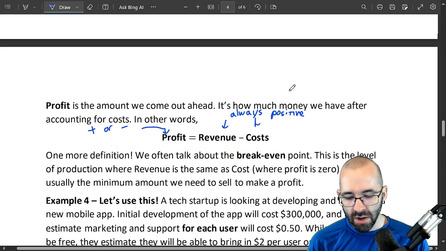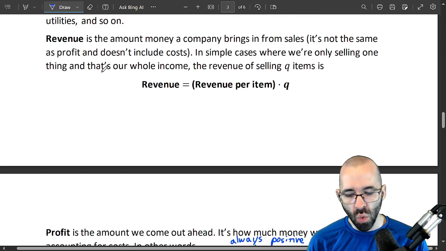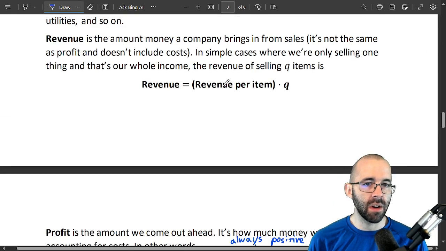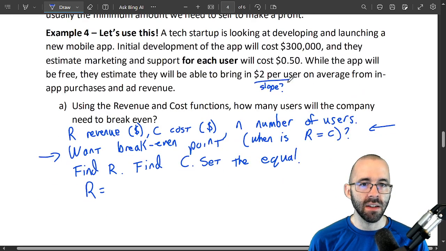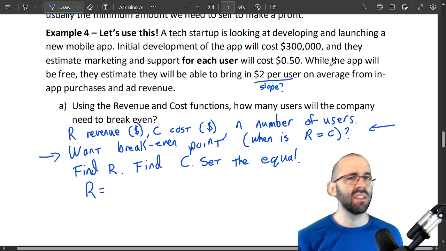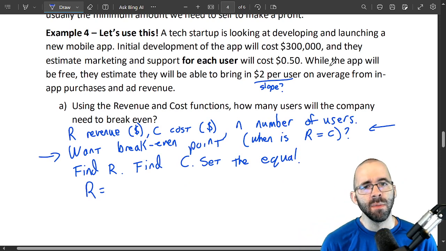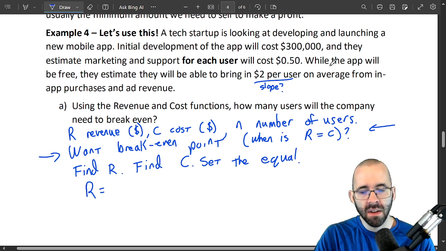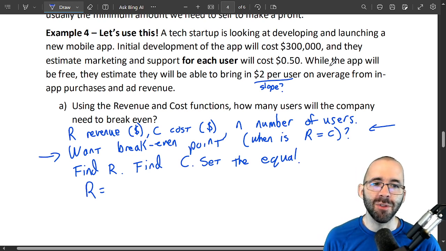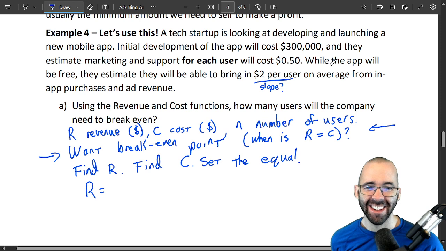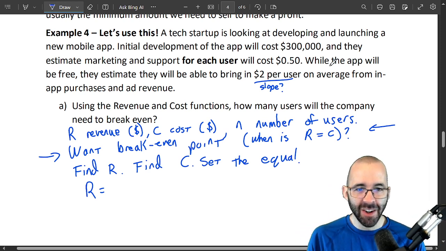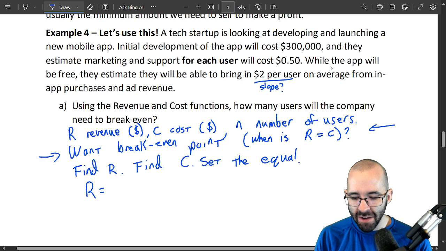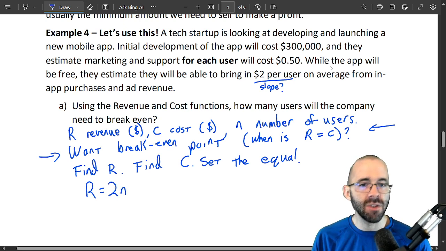The revenue in general, if we're only selling one thing and that's our whole income, is going to be, well, how much revenue do we get per item, and how many items are we selling? Well, we're not really selling because the app's free. But we are bringing in a revenue of $2 for every user of the app. You know what they say: if the product is free, then you're the product. So here, you are the product. The revenue is just going to be $2 for every user of that app.